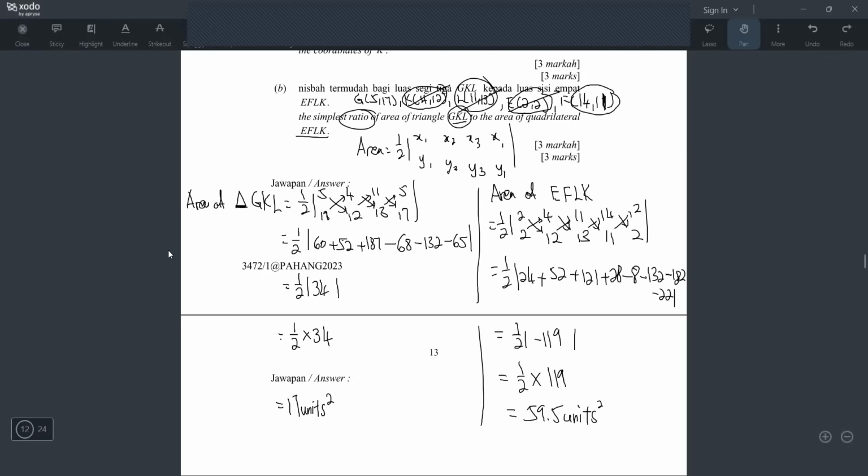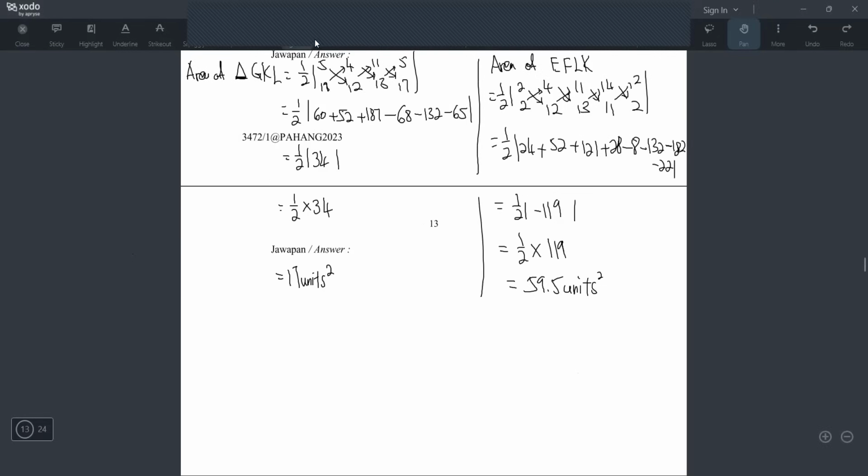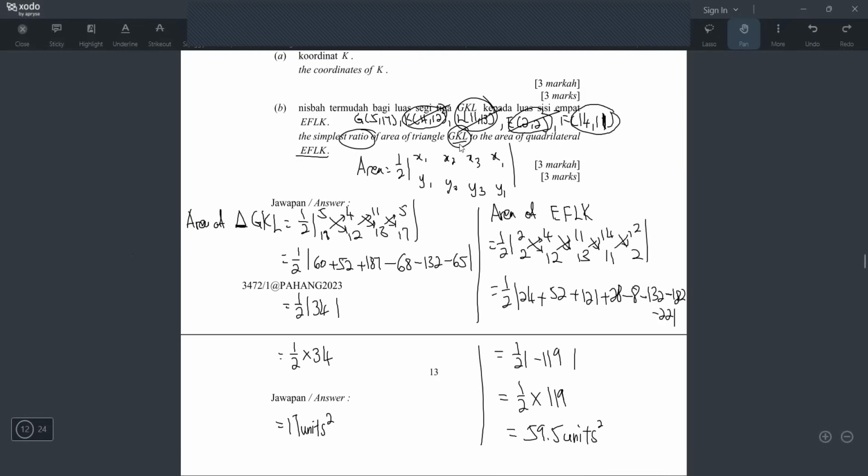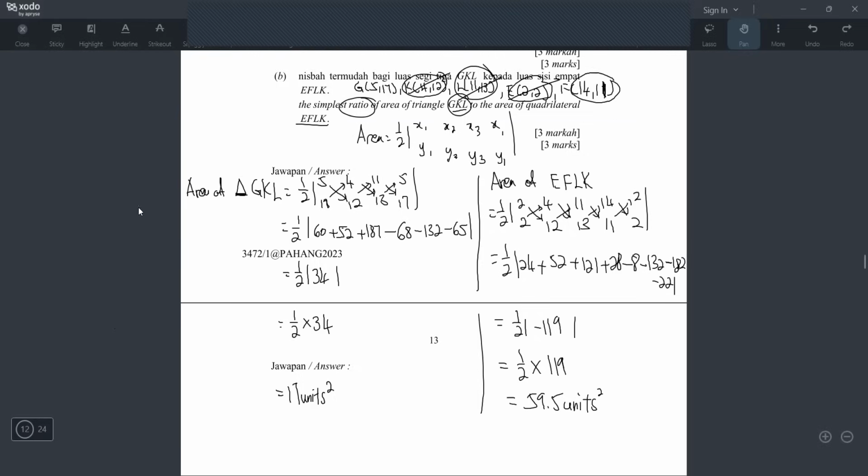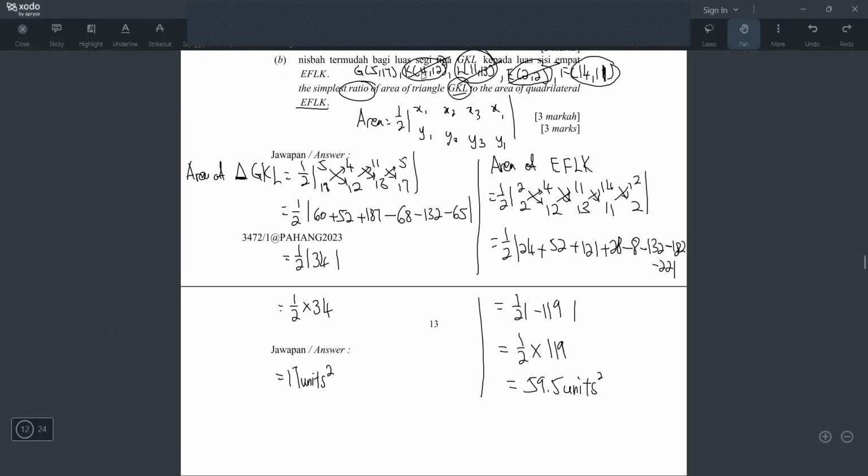Let's read one more time. Simplest ratio of GKL to EFLK. So definitely, this one I write GKL, correct? Okay, so I want the ratio of GKL to EFLK. So GKL's ratio to this.